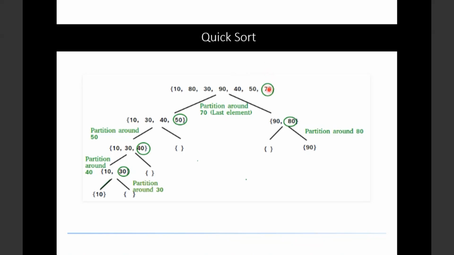Now you need to check each of these numbers here. First, look at 10. 10 is smaller than 70, so it will go to the left. Smaller goes to the left, while higher than this focal point, the pivot point, will go to the right. So this is the partition. We're going to do a partition. 80 is larger than 70, so 80 will go here.